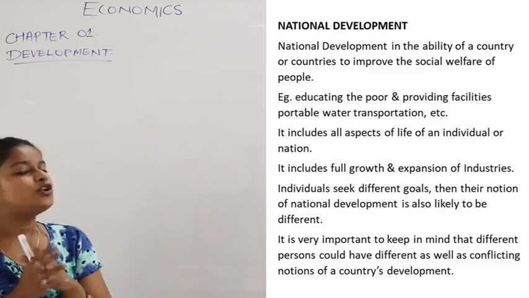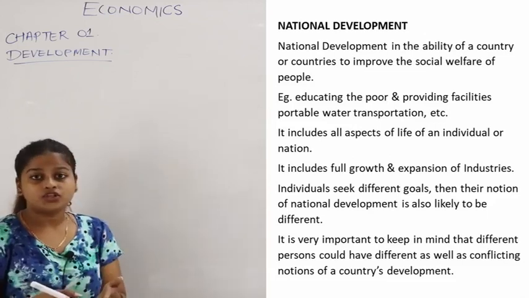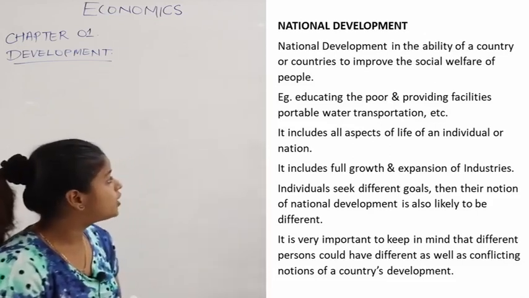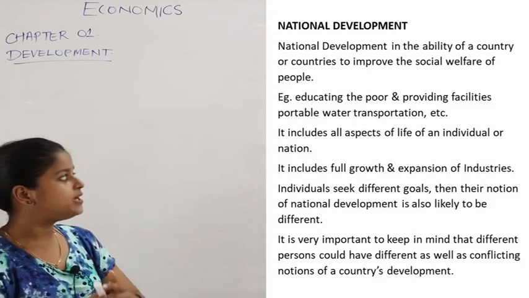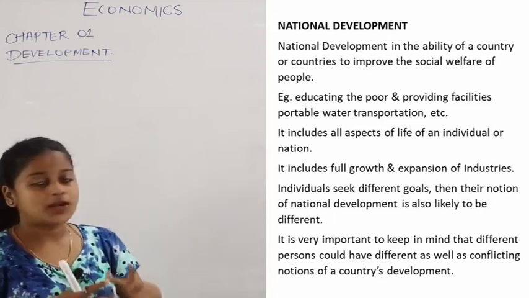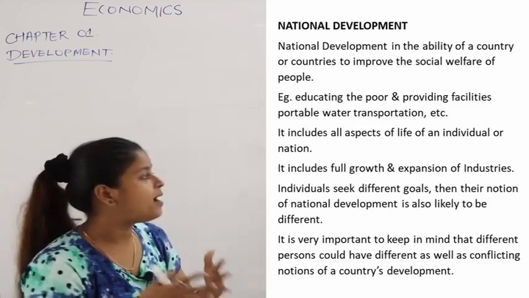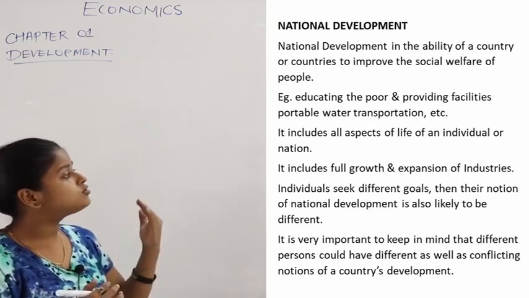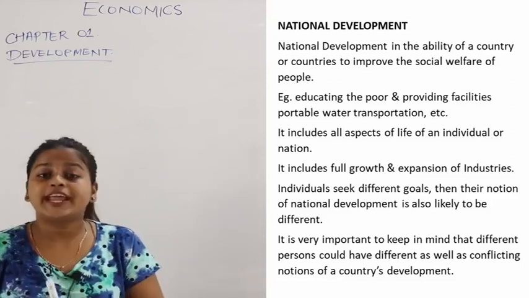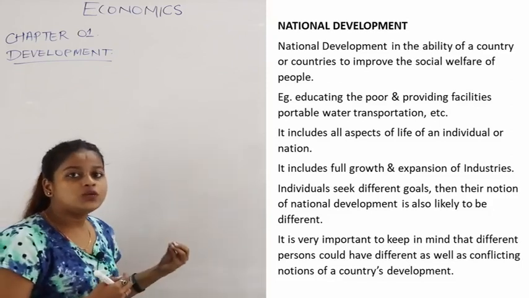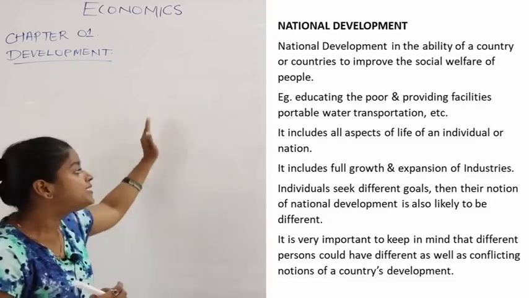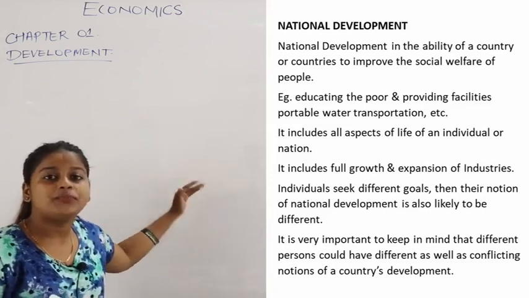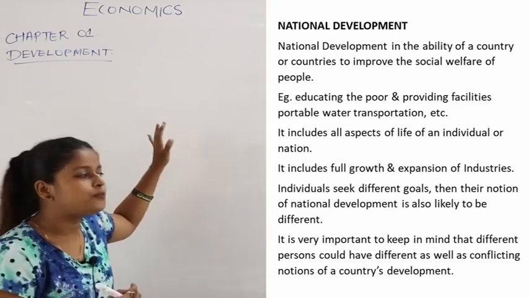Now for example, educating the poor. National development will not only mean giving people more income opportunities, but these factors also play a very important role. For example, educating poor people, providing facilities, potable water, transportation, etc. All of this matters and is very important. Next, it includes all aspects of life of an individual or a nation. When an individual is progressing, his contribution towards the nation will help the nation in improvement, development and progress.